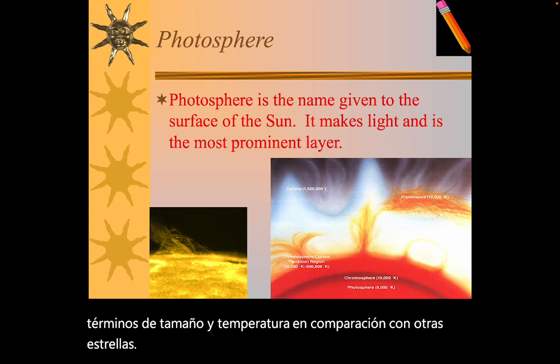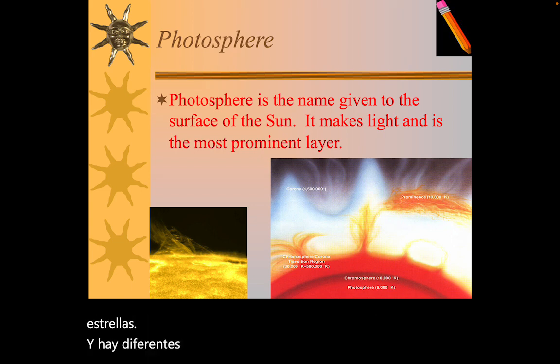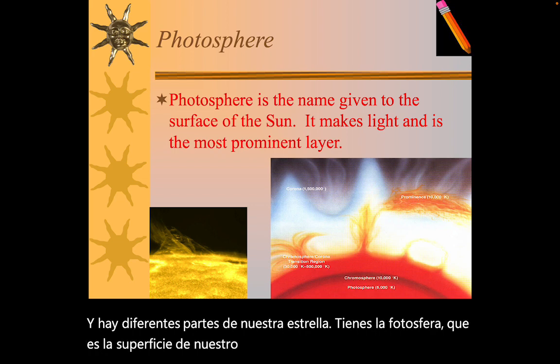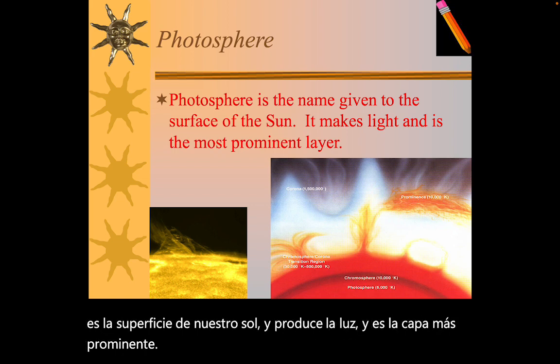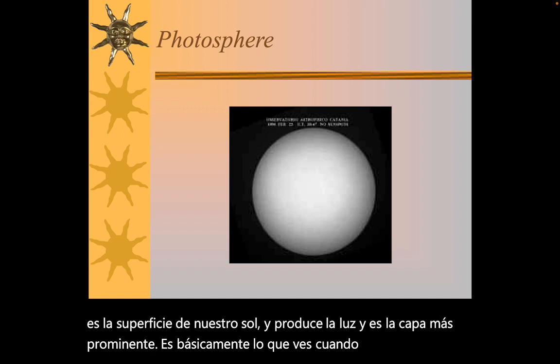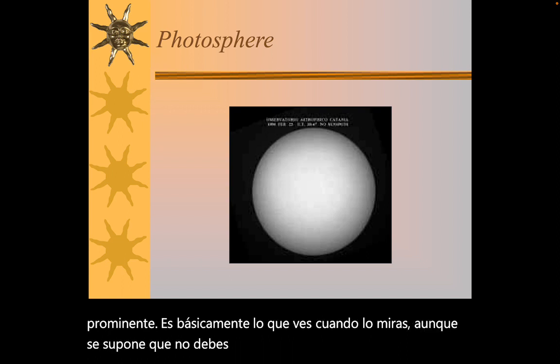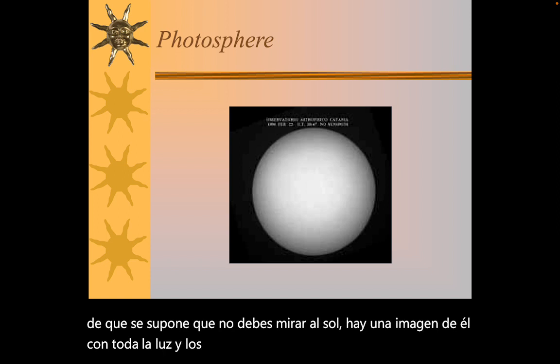And there are different parts of our star. You have the photosphere, which is the surface of our sun, and it makes the light, and it's the most prominent layer. It's basically what you see when you look at it, even though you're not supposed to look at the sun. There is a picture of it with all of the extra light and gases kind of erased off of it. That is what it looks like.